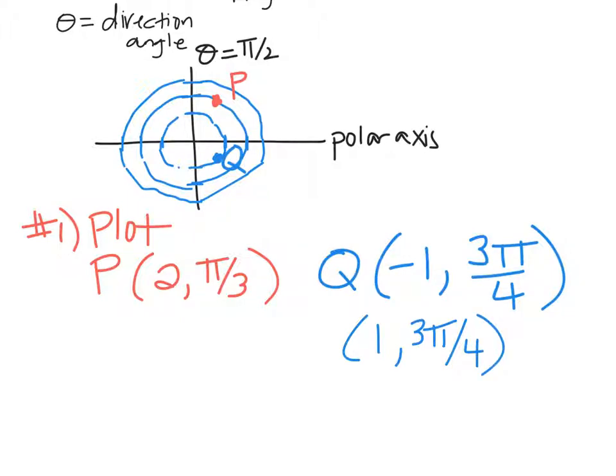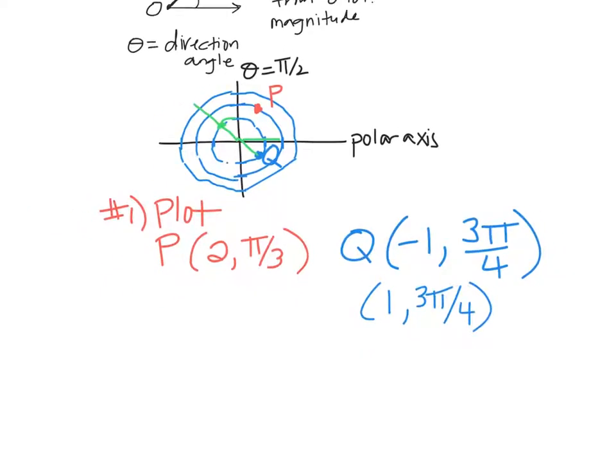3 pi over 4 is at 3 pi over 4, so that would be this angle here. And 1 would give me right there on my unit circle, a distance of 1. But this is not 1, it's -1. So what does that do? It makes you go the exact opposite direction, just like when you multiplied a vector by a negative number, it went in the opposite direction. Same thing here too. Okay?